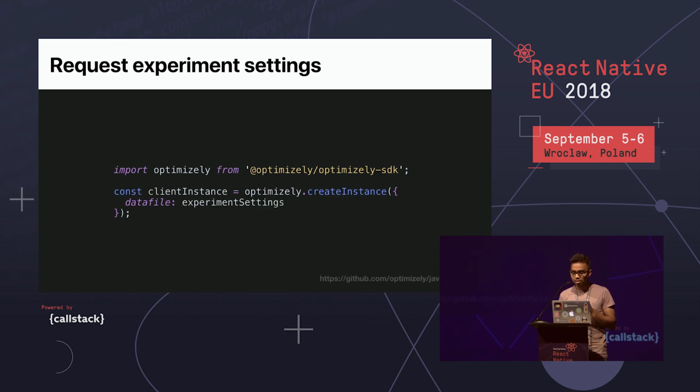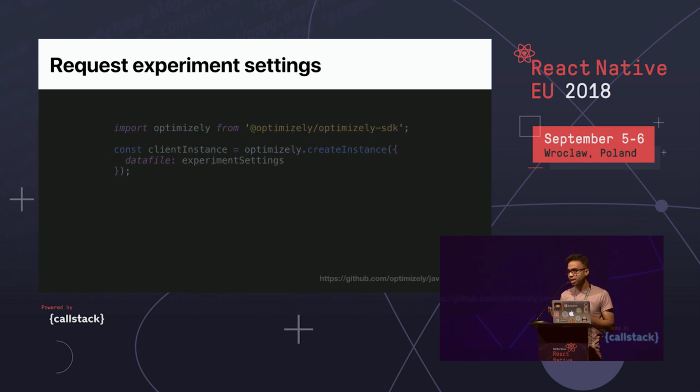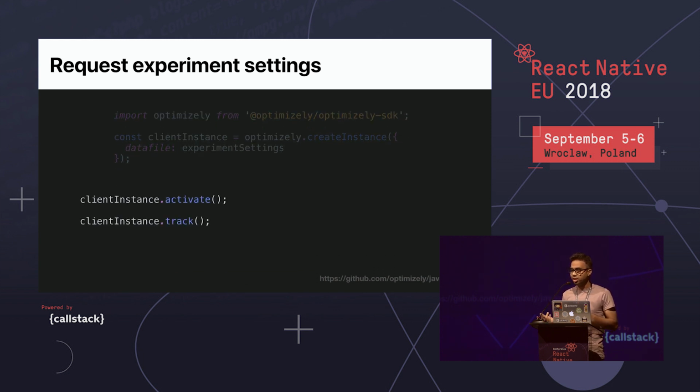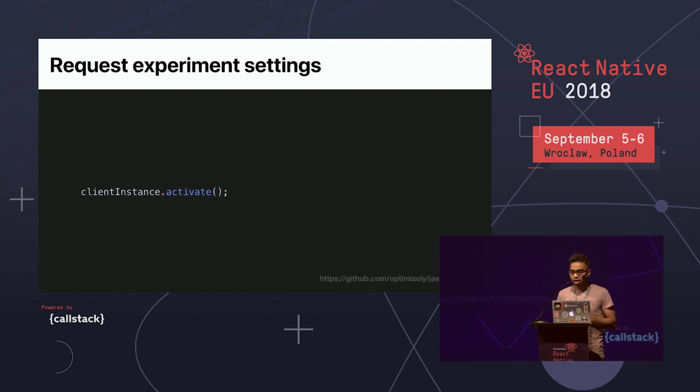It's a JavaScript SDK. They officially don't support React Native, but this is something you can work around. You pass the experiment settings which you get from the server to the create instance API of the Optimizely SDK. And it gives you nice JavaScript APIs, but there are only two main APIs which would be mostly used. One is activate, and another one is track. Let's talk about activate, and then we can go into track.